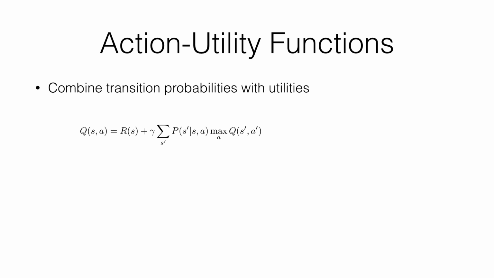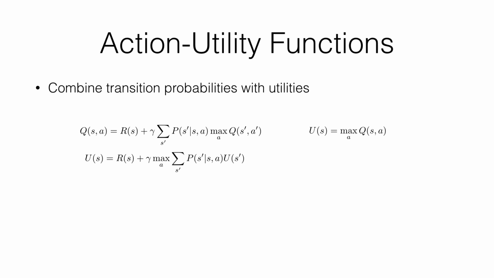The Bellman equation for Q functions, for action utility functions, is on the screen now, and you can see it looks very similar to the Bellman equation for utilities. But the difference is that the action decision is now pushed into the expectation. Another way of defining Q functions is that the utility of state S is defined as the maximum over all possible actions of the Q functions for the actions from state S.